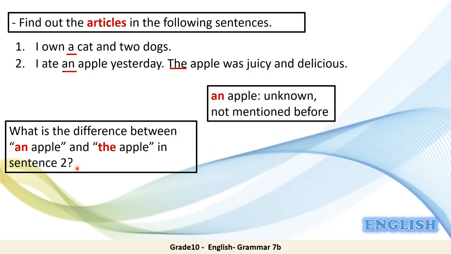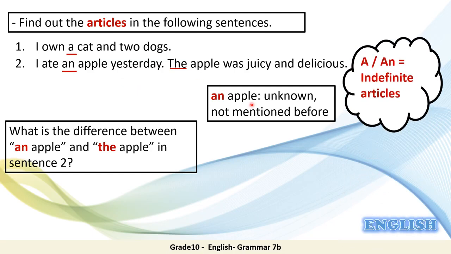So, an apple is unknown and it's not mentioned before. It's not mentioned or known to the reader which apple I'm talking about. How about the second one, the apple? So, the apple here is known to the reader. That's why I say the, because I have mentioned it before in the previous sentence.